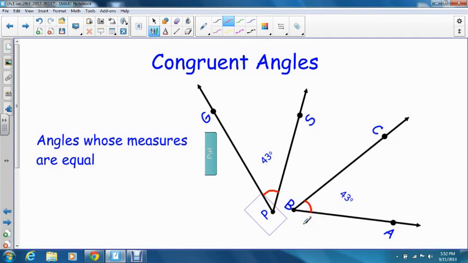It's a lot like the tick marks that we saw with segments. Another way that I could do this, and it means the exact same thing, I could draw a little tick mark here through this arc. That's another way to let you know that those two angles are congruent. Two different ways to show the same thing.